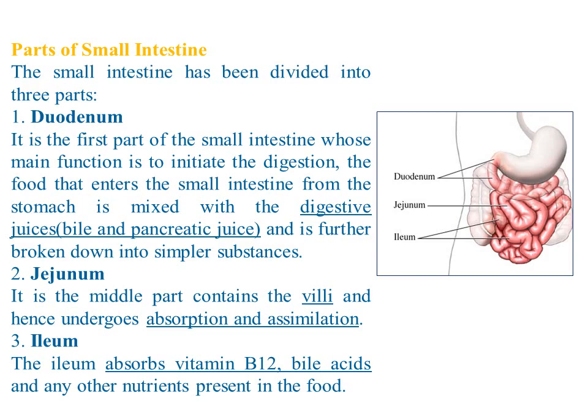Next is the jejunum. You can see the picture. The jejunum is the middle part that contains the villi and hence undergoes absorption and assimilation, which I have already told you in the previous slide. The last part of the small intestine is the ileum. Ileum also contains villi. The main function of the ileum is to absorb vitamin B12 and bile acids and any other nutrients present in the food. Just go through all the slides and read them properly, okay?